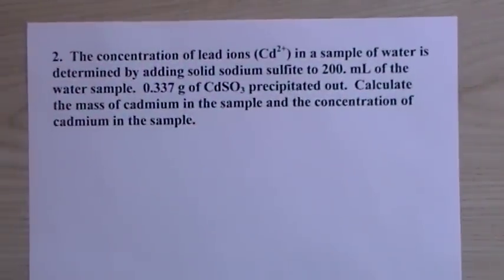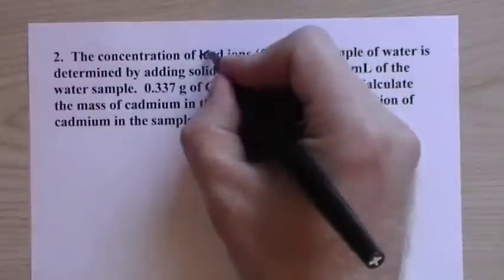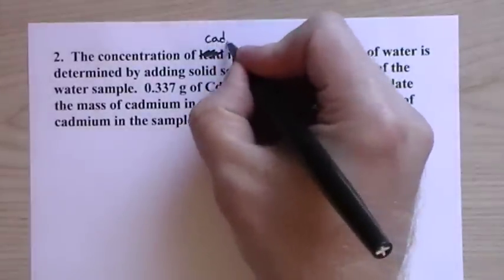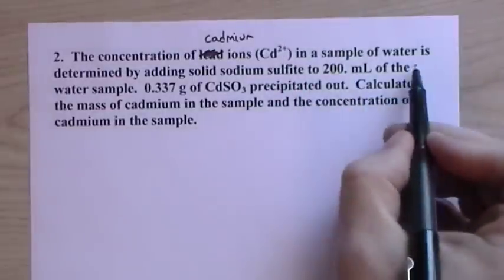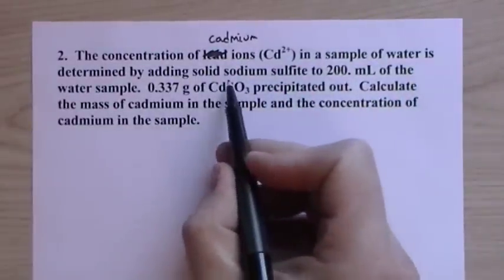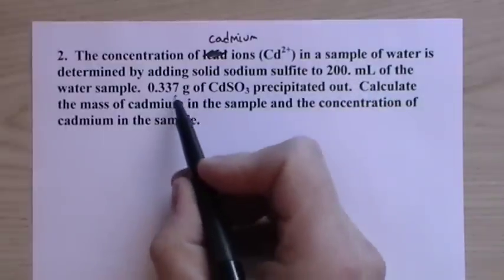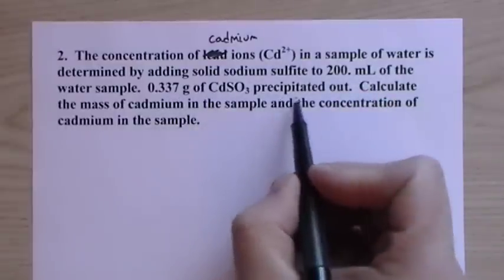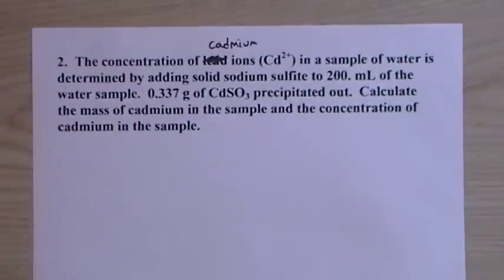Alright, let's take a look at another problem here. We'll just do one more gravimetric analysis problem. The concentration of cadmium ions, Cd2+, in a sample of water is determined by adding solid sodium sulfite to 200 mL of the water sample. 0.337 grams of cadmium sulfite precipitated out. Calculate the mass of the cadmium. I had lead in there by mistake, it should have been cadmium.